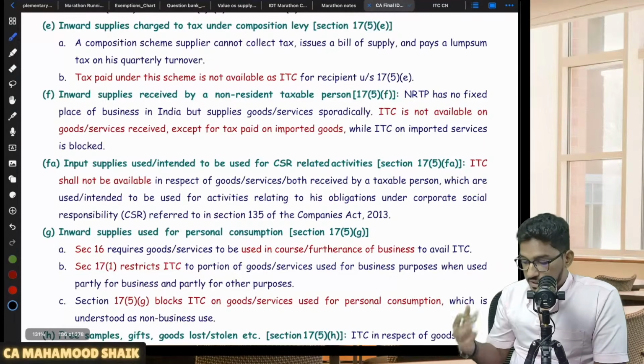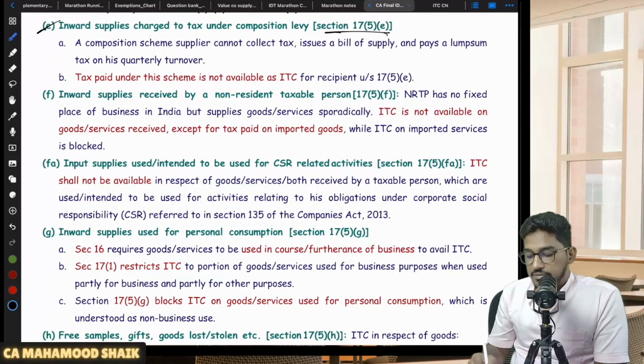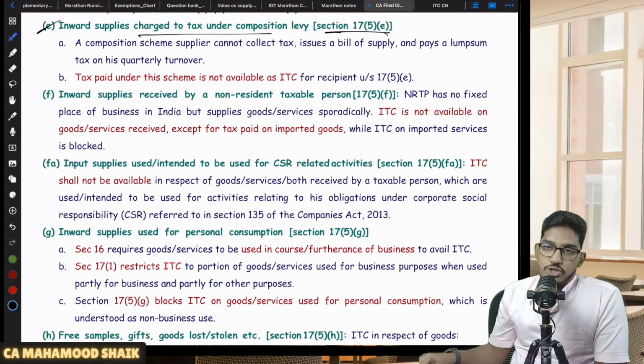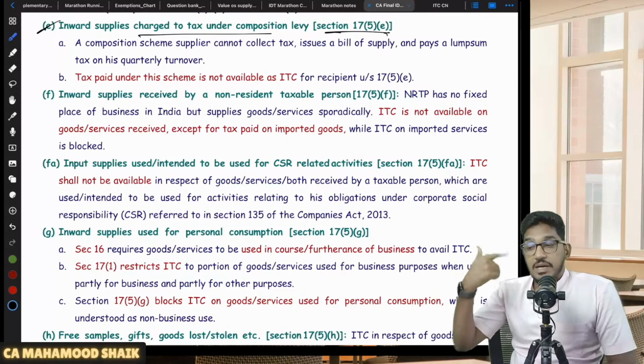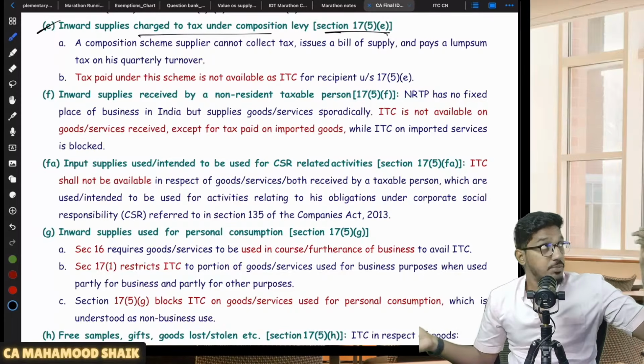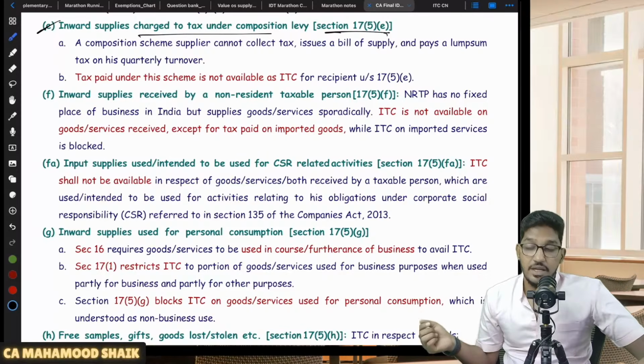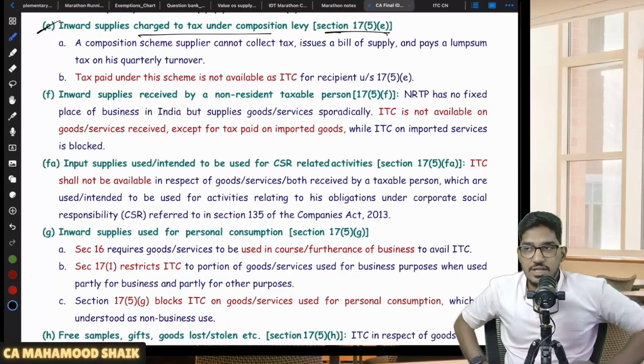Then thereafter, let us see further categories of supplies on which ITC is blocked. Section 17 subsection 5 clause E: inward supplies charged to tax under the composition scheme. Let us say you are a registered person. You are buying goods or services from another registered person, but your supplier is a composition dealer. Can you take ITC? No.